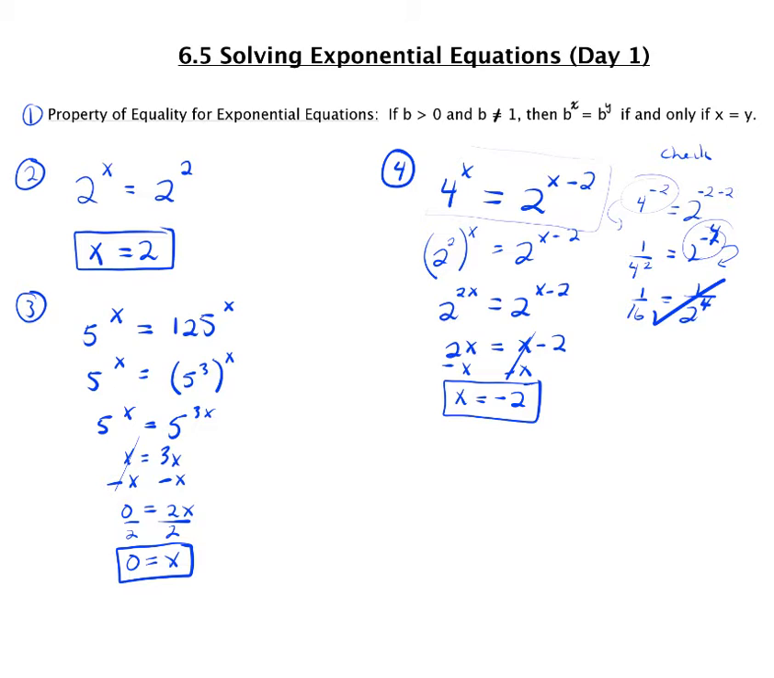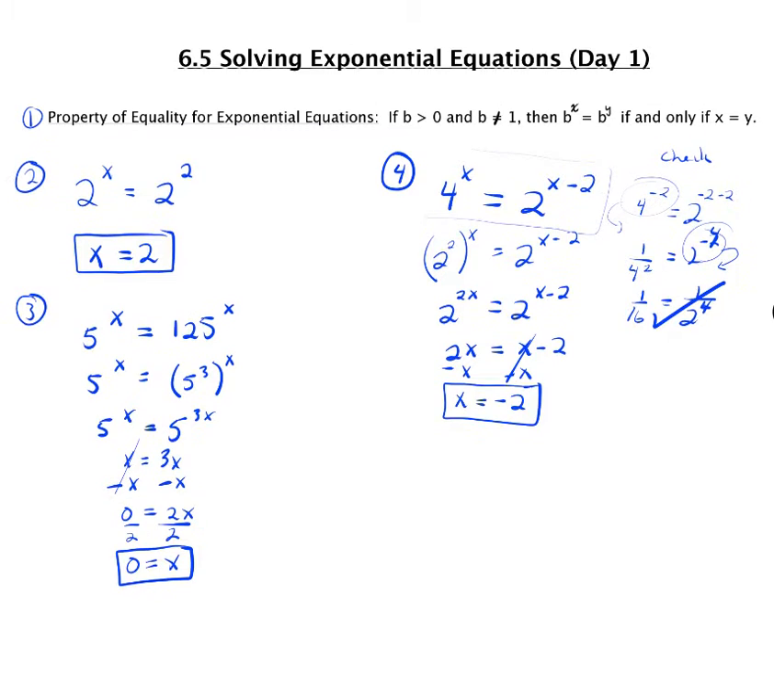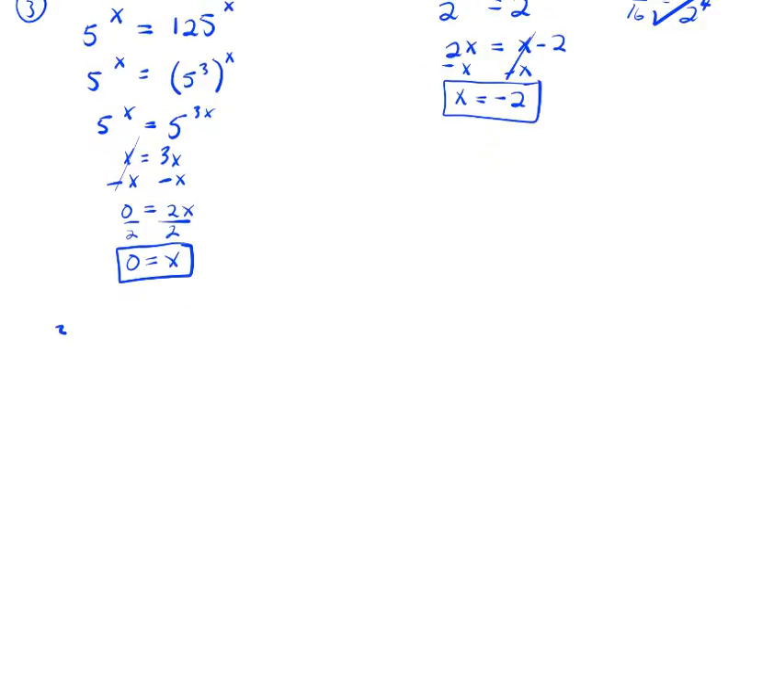For our next example, this one's a little bit trickier. We're on number 5. 9 to the x plus 2 equals 27x. Now, this one is a little bit confusing because of the 9 and the 27. We know that 9 times 3 is 27.